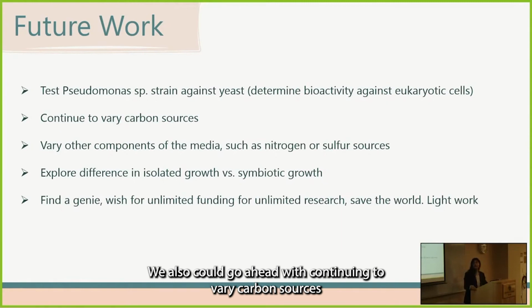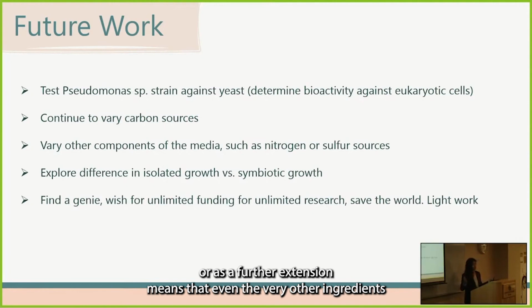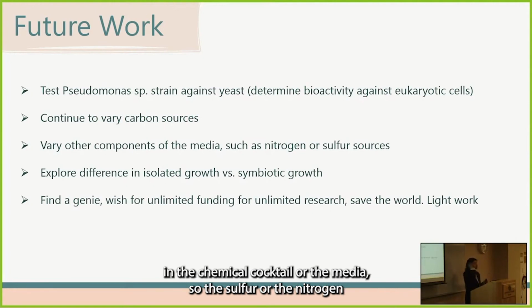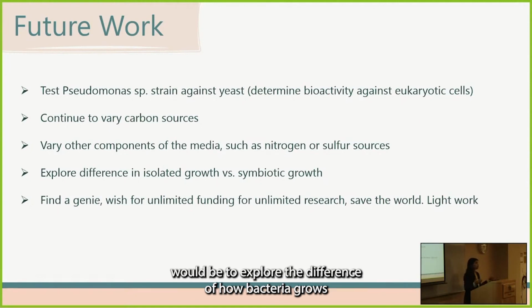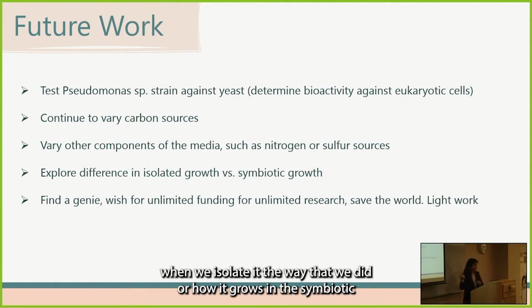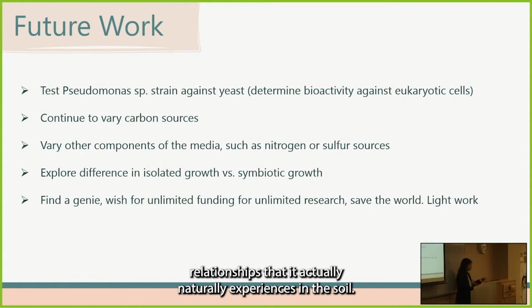We also could go ahead with continuing to vary carbon sources, or as a further extension, maybe even varying other ingredients in the chemical cocktail or the media. So the sulfur or nitrogen or phosphorus sources. A broader extension of this research would be to explore the difference of how bacteria grows when we isolate it the way that we did, or how it grows in the symbiotic relationships that it actually naturally experiences in the soil. So with other bacteria or with byproducts that the plants around it are putting out.